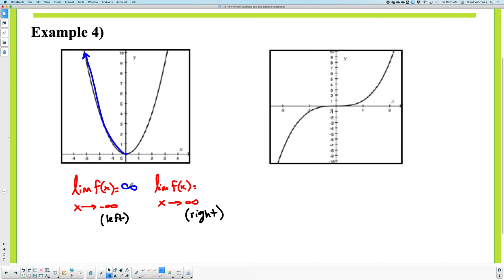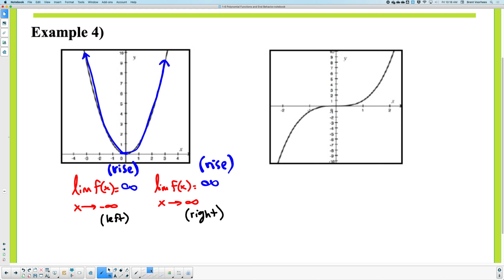You know what? A better word than up is rise. Let me put in rise. That's a better math word there. It rises. Okay, so what happens as you move to the right? If you look at the graph as you travel to the right, does it rise, does it fall, or does it get flat like a constant? It rises. So again, what symbol means rises? Infinity. And that's what end behavior is.